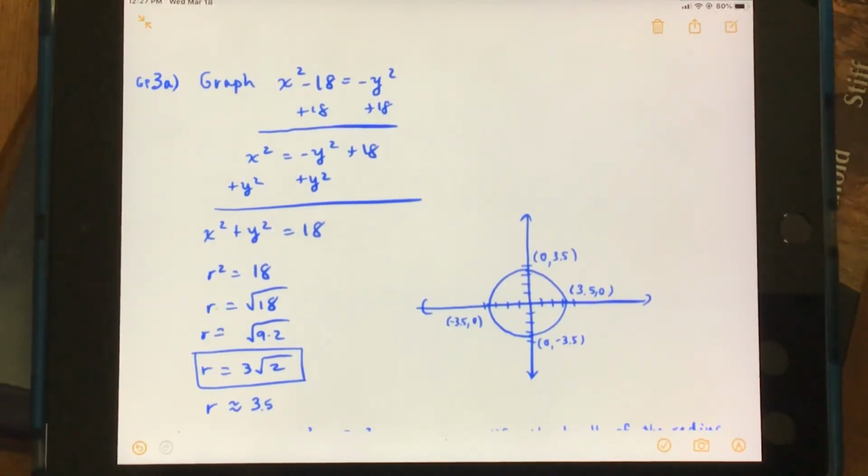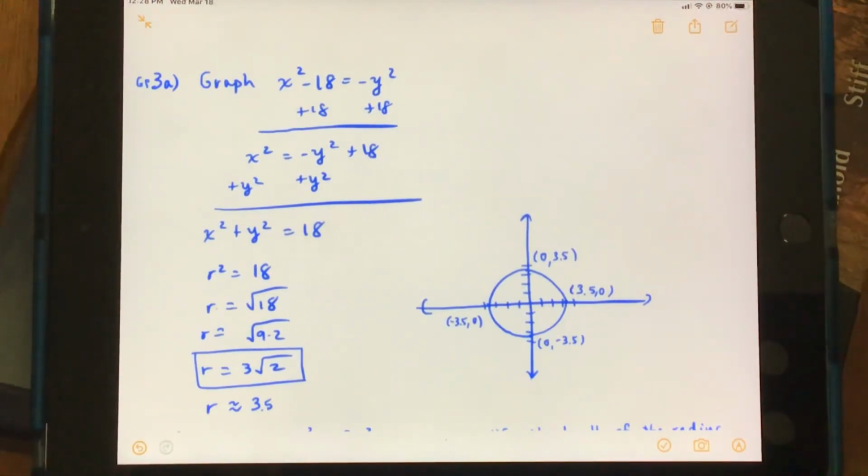Remember, depending on the calculator that you use, you will either need to push the square root button first and then the number you want to find the square root for, or you might have to do it in the reverse order. So play around with it on your calculator to know if you need to push the square root sign before or after plugging in the number 18. You'll find that it is approximately 3.5.